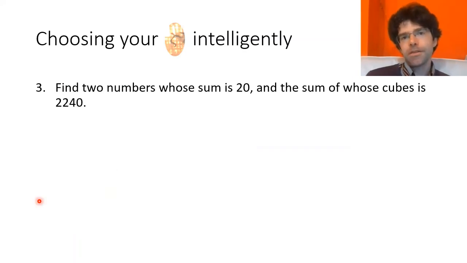Well, the idea we saw in that problem of trying to find elements of symmetry also comes up in the 2 remaining problems for this video. So first let's look at this one. Find 2 numbers which add up to 20 and whose cubes add up to 2240.